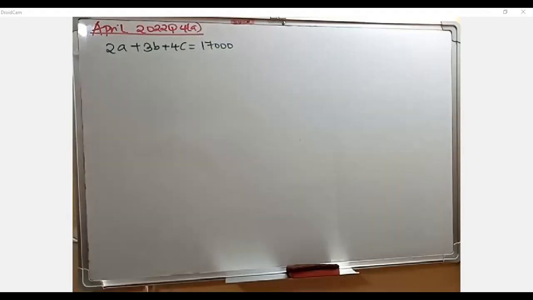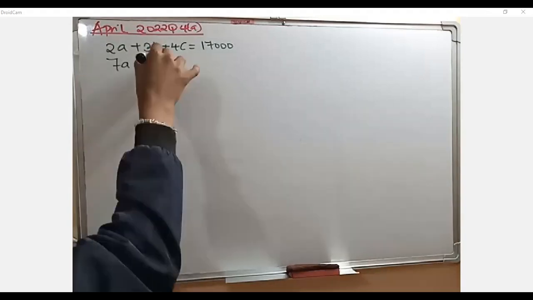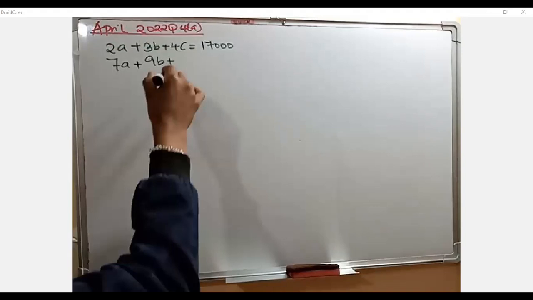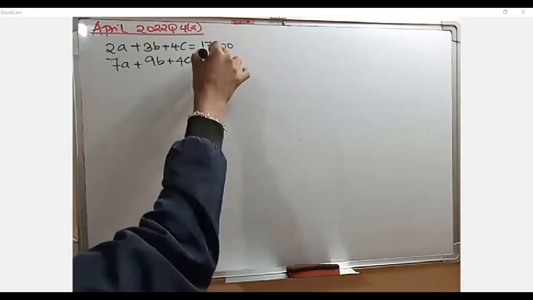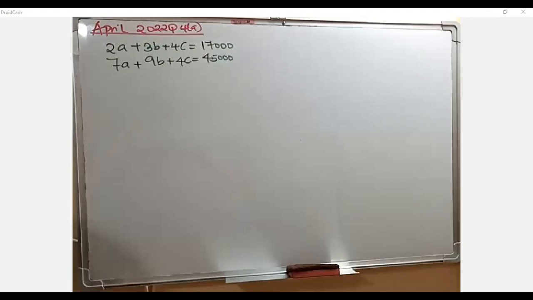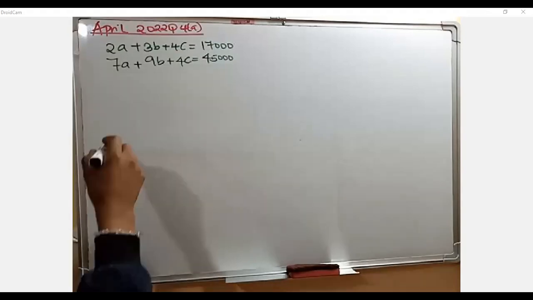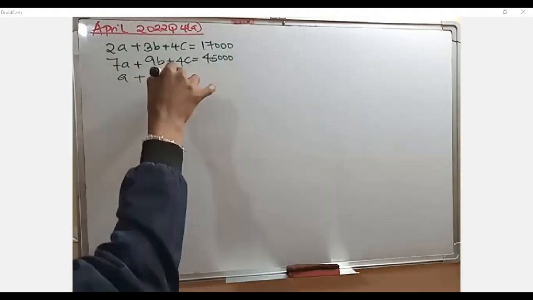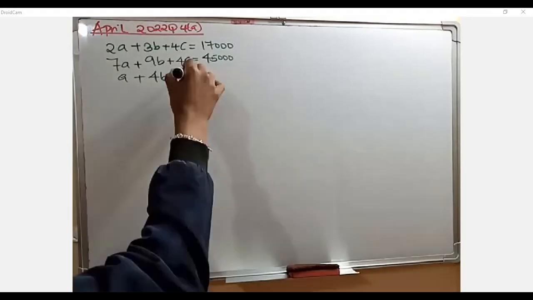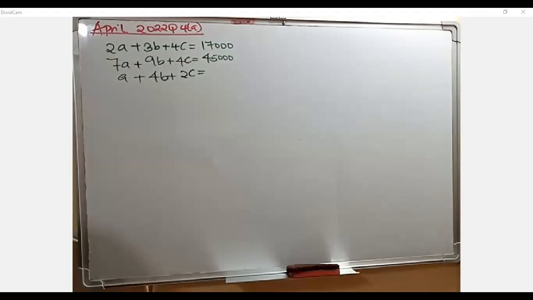Now, I just want to formulate the second equation. We have been told that in the month of February the company generated 7 of A, plus 9 of B, plus 4 of C, which equals the total profit generated during February, 45,000. Now, for the third and last equation, we generated 1,000 of A profit, so it is A plus 4B plus 2C, which equals 16,000.